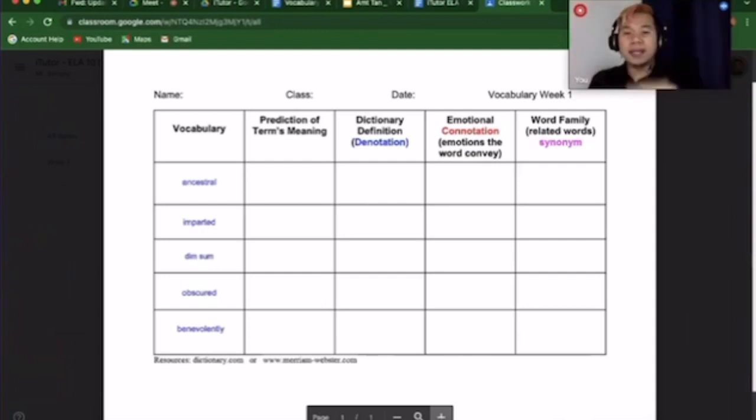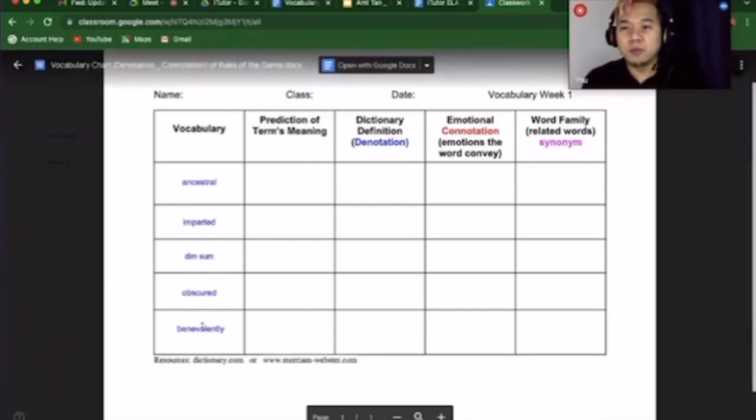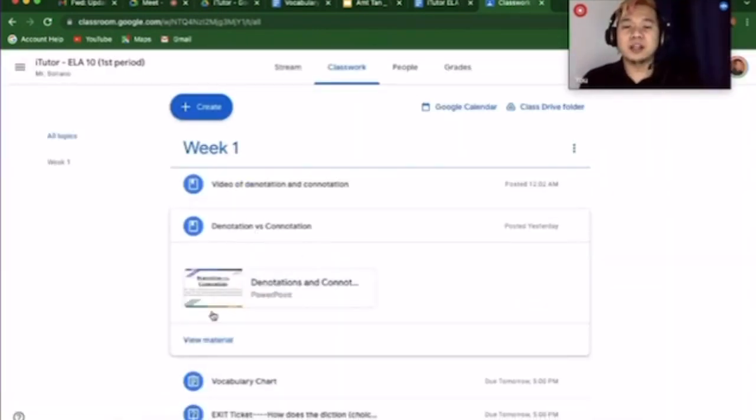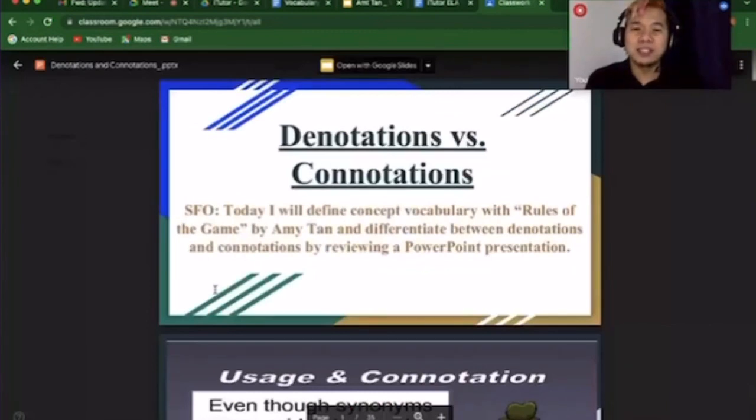Now, if you look at it, there are 4 columns. On the first column, you have to predict the meaning of the word. On the next column, we're going to look for the dictionary meaning of the word. For the third column, we will be looking for the emotional connotation. And on the last column, we're going to be looking for the synonym or the word family, or relevant words that we could associate with the word. We're going to be discussing more about that. But let's get to know first our main lesson for today, which is all about denotations versus connotations.